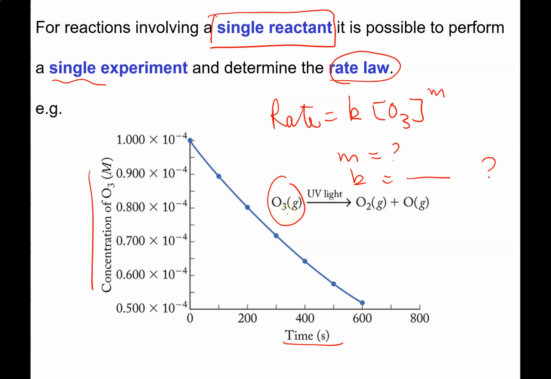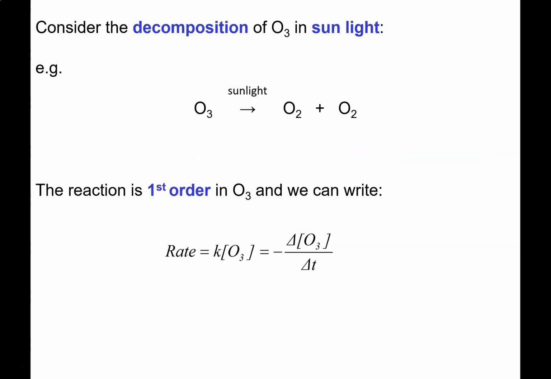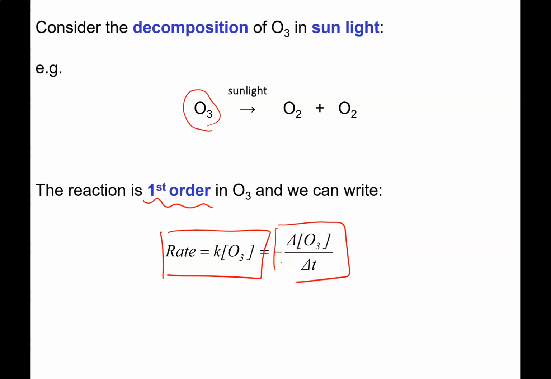Because this is a reaction with just one reactant, it turns out we only need the one experiment. So here we go. Ozone is being decomposed in sunlight. Decomposition reactions only have the one reactant. We know that if this reaction was first order, then this is what its rate law would look like. And that would be equal to the negative of the change in concentration of O3 over the change in time. The coefficient here is 1, so we don't need that 1-on-1 term out the front there.